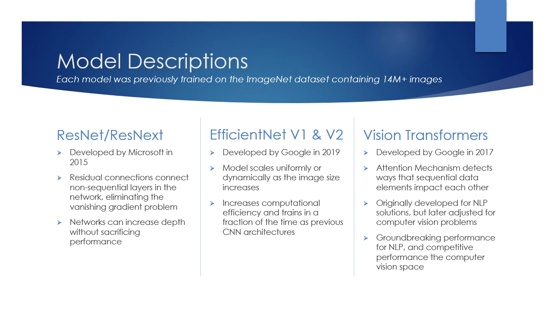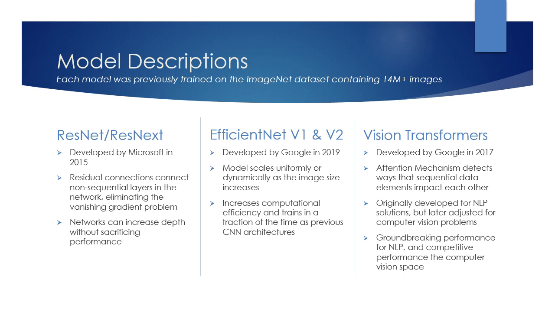Next was the EfficientNet V1 and V2 models. This is slightly newer, developed in 2019, and V2 was developed, I believe, in 2021. The model scales uniformly or dynamically as the image size increases, so the original image actually increases in size during training, and it's believed that larger resolution leads to better model accuracy. This increases computational efficiency and trains in a fraction of the time of the previous CNN architectures.